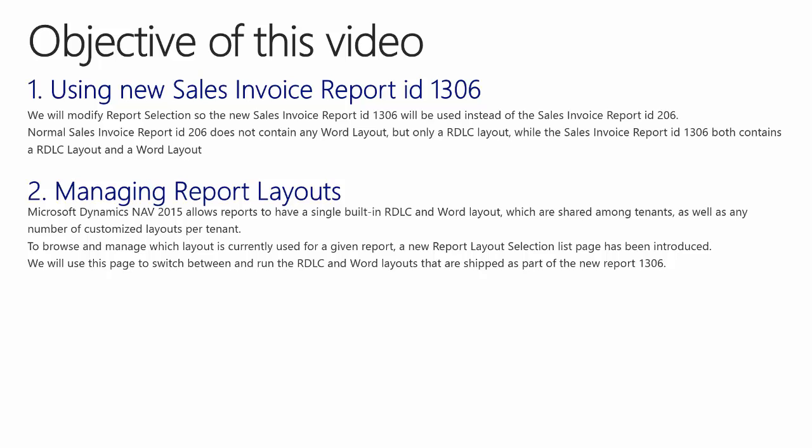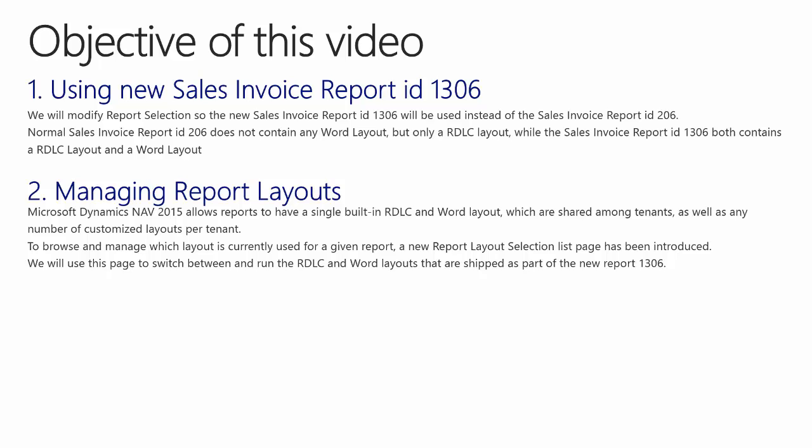The objective of this video is to show you that Microsoft Dynamics NAV 2015 now supports reports designed in Word. To show you this, I first need to change the default Invoice Report 206 to Report 1306. We will modify the report selection so the new Sales Invoice Report 1306 will be used instead of the Sales Invoice Report 206. Normal Sales Invoice Report 206 does not contain any Word layout, but only an RDLC layout, while the new Sales Invoice Report 1306 both contains an RDLC layout and a Word layout.